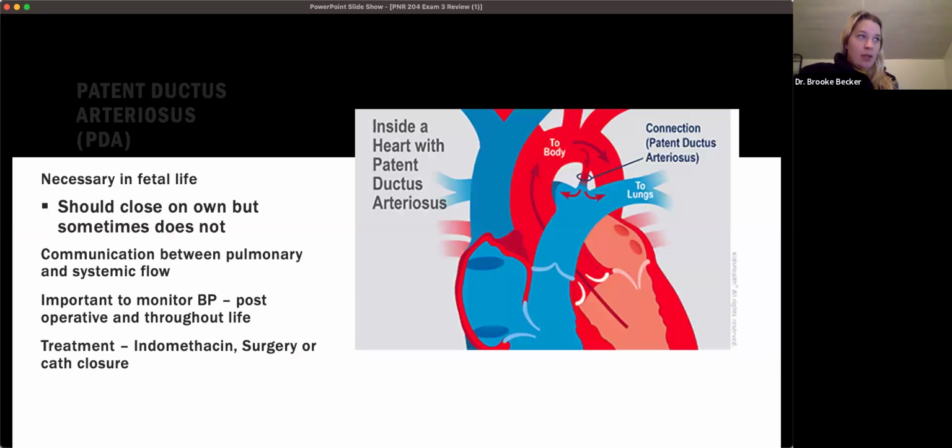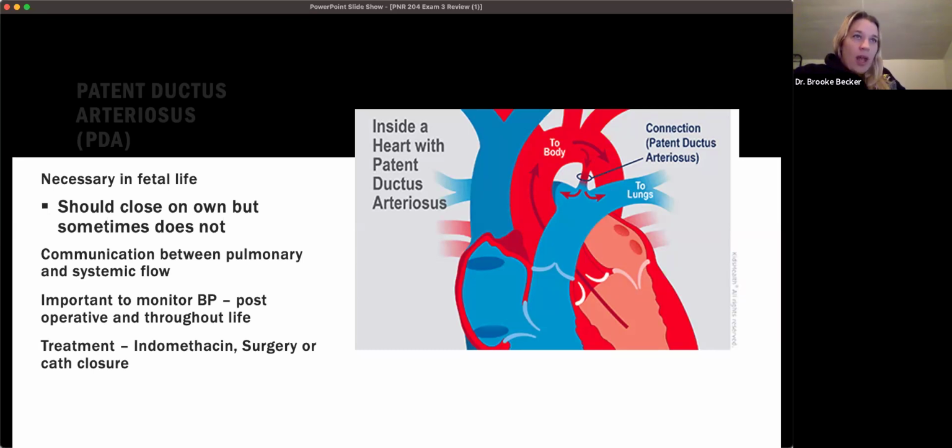All right, a PDA. This is what the blood flow in the heart is while they're in utero. While they're in mommy's belly, this is the typical blood flow. They need that PDA, this opening, so that their blood and their lungs are getting oxygenated appropriately while they're in mom's belly. When the baby's born, within 24 hours, usually the PDA should close up because it's no longer needed.